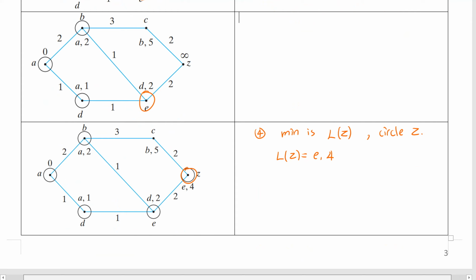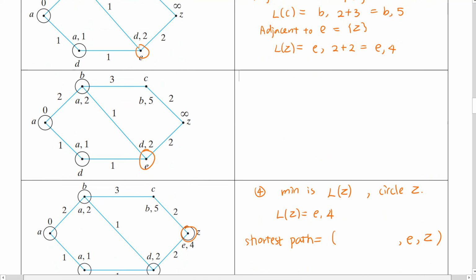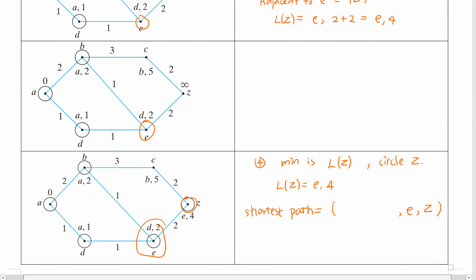The length of the shortest path is 4. And what is the shortest path? Well, we can read from the label. So Z, you can see, is from E. And then let's find the E. We can see from the picture here, E is from D, and then D is from A. This is the good thing about listing the vertex which it is from. If we do this, then when we write down the shortest path, we know which vertex it is from.